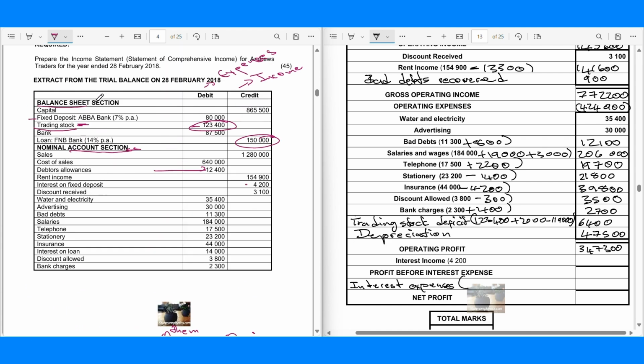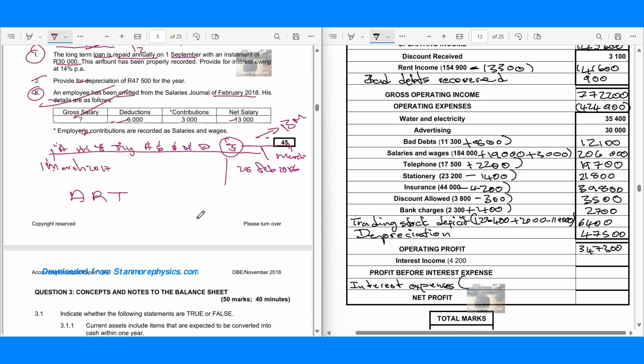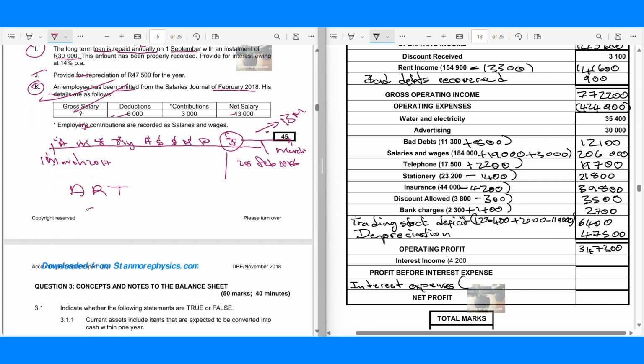So our amount there that we are going to use is 80,000. They are saying per annum 7 months. So avoid those months that they gave you from the transaction. You are going to say 80,000 times 7% times what is the time? 12 over 12.